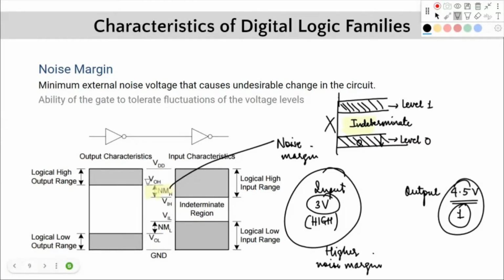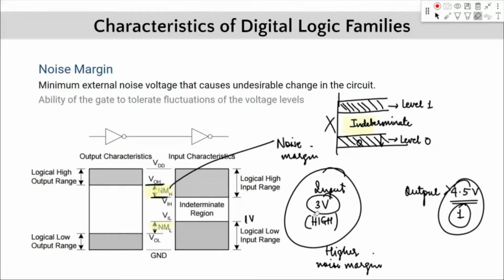The difference between the two threshold, output का threshold क्या था? Suppose मान लीजिए 4.5 के ऊपर को ये 1 मानता है, तो 4.5 माइनस इनपुट के लिए हाई थ्रेशोल्ड क्या है? 3. सो नॉइज मार्जिन वुड बी 1.5 in such a case. The same will be true for lower side also. This is what is meant by noise margin.